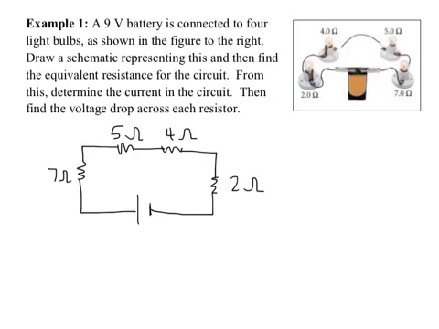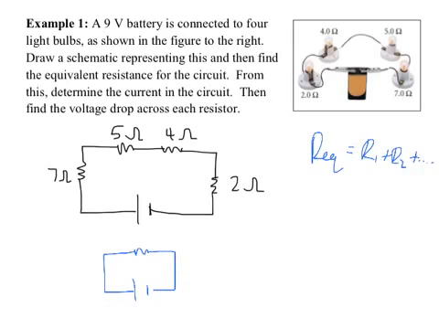Now, at the next part, I want to find the equivalent resistance of the circuit. And if I remember my law from a moment ago, the sum of all the resistances. Therefore, I could simply replace this with one resistor that is the sum of all of them. So 7 plus 5 plus 4 plus 2 gives me a net resistance of simply 18 ohms. So this is what I can write in my diagram.